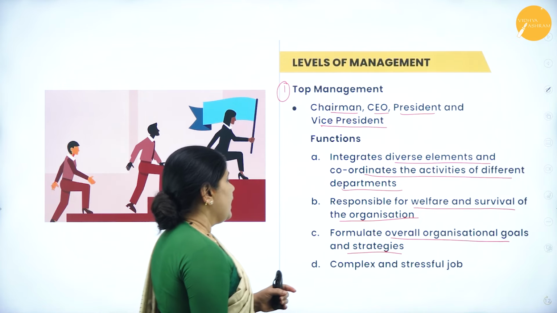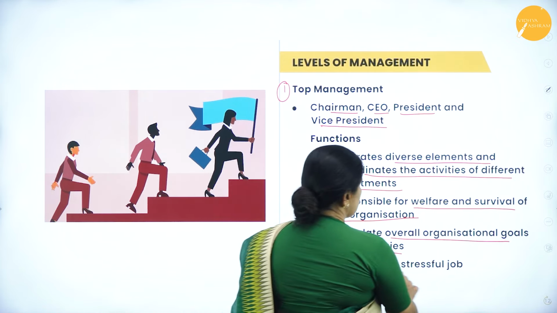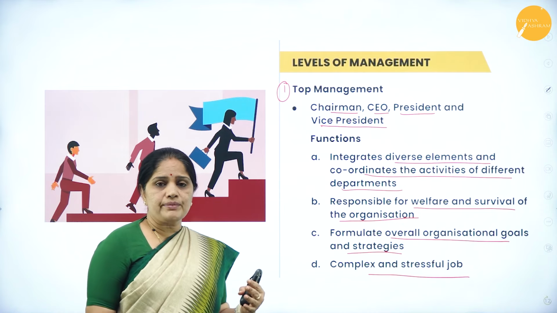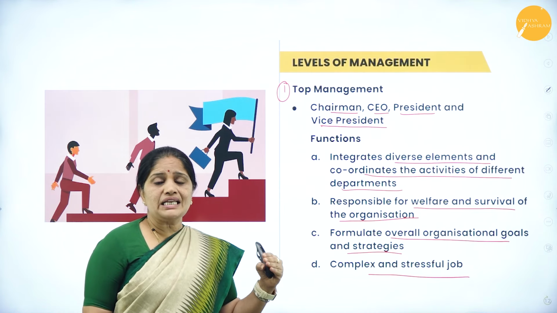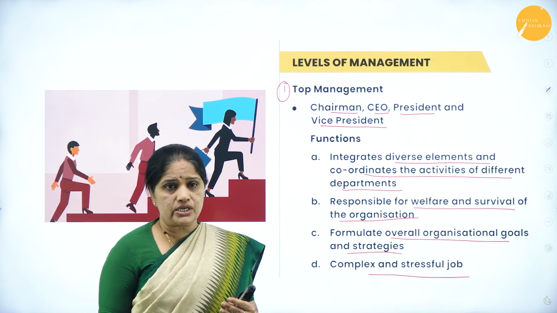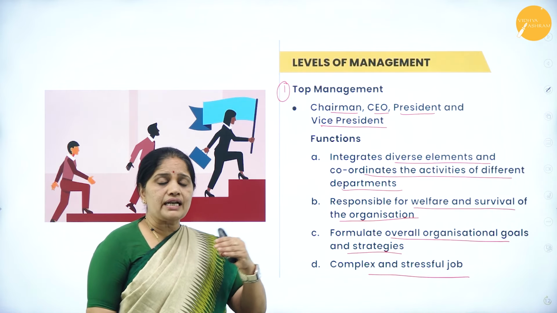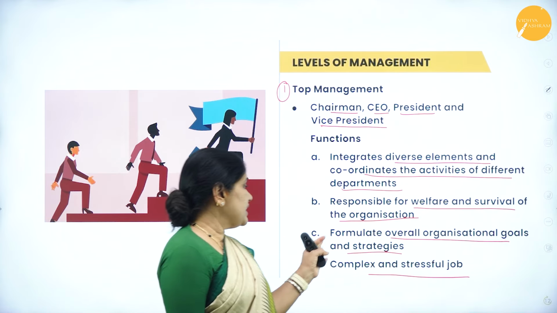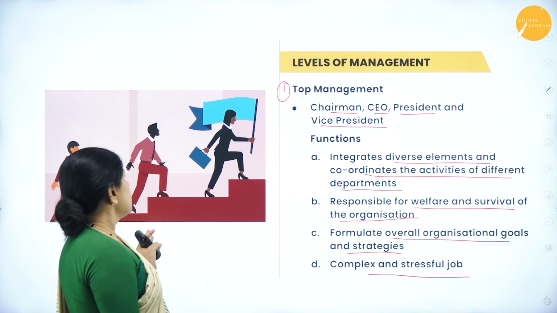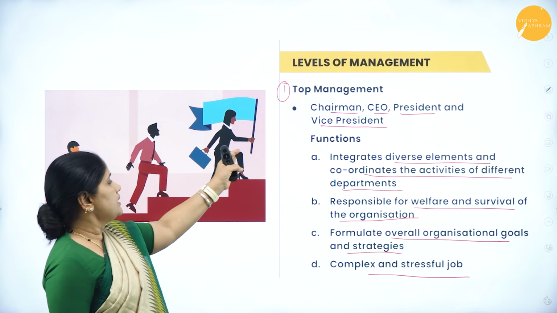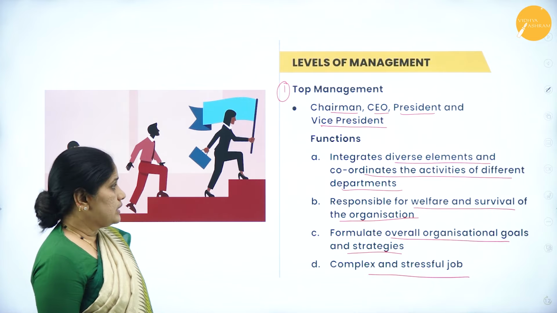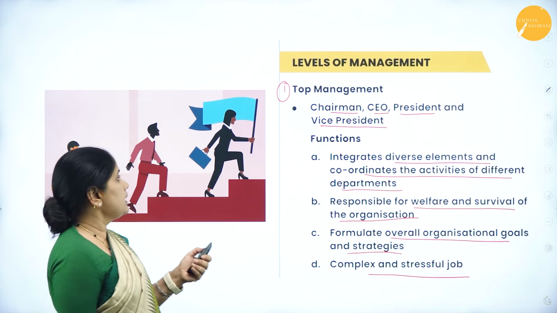So whatever the goals of the organization, whatever the strategies of the organization, they will be formulated by the top level management. And next one is, it is a very complex and stressful job. So even though the CEO will just come for 1 hour and go, or half an hour and go, the chairman also. So they will actually be the driving force of the organization. They will be in the driving seat, leading the entire organization. So that is why we say that it is a complex and a stressful job. We can see here the top level, they are having the flag and they are moving ahead. So it is their job to lead the organization.